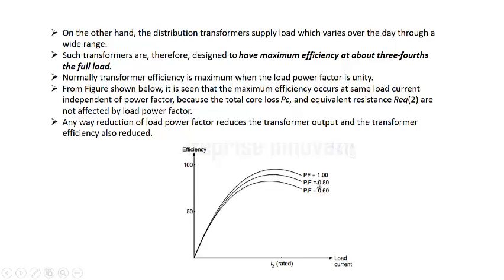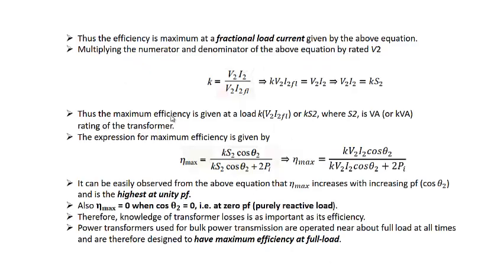You can see all the curves: power factor is 1, power factor is 0.8, power factor is 0.6. Maximum efficiency occurs roughly at this point. It's independent of the power factor. It does not change with the power factor, because the total core losses PC and the equivalent resistance R equivalent are not affected by the load power factor. So these two will not be affected by the load power factor.